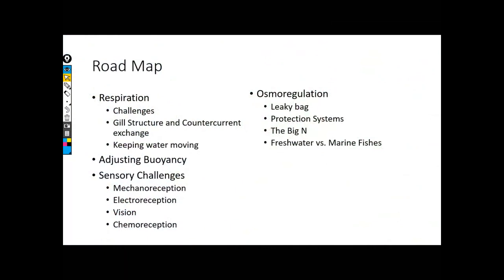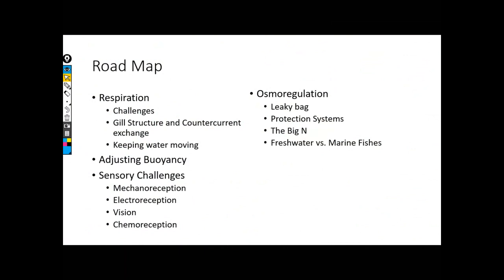As I mentioned, we have some larger categories that we're going to be working in. Respiration, or the ability to breathe, which we know is going to be a little bit different. Buoyancy, which we've talked about on and off in lab: how do we float or adjust our height within that water column? Sensory. We know this is going to be a little different, so how do we experience sensation?